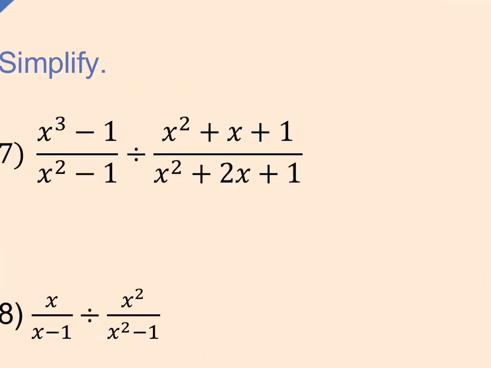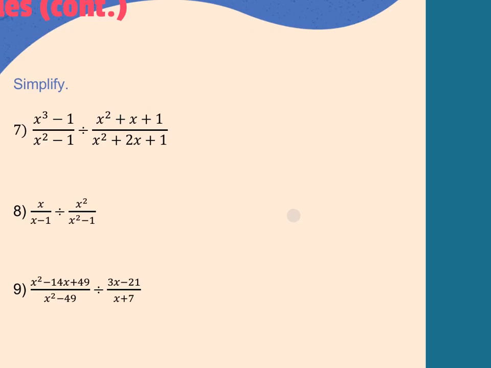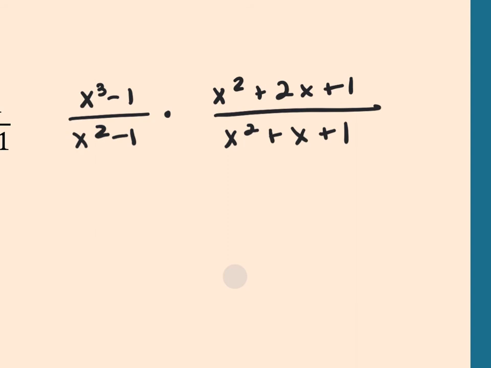Okay, last set of examples. Number 7, first thing I'm going to do is rewrite it. So keep, change, flip. Be careful in the rewrite because if you rewrite it wrong, obviously the rest of it's wrong. So x to the third minus 1 over x squared minus 1 times x squared plus 2x plus 1 over x squared plus x plus 1. Keep, change, flip. Then factor.